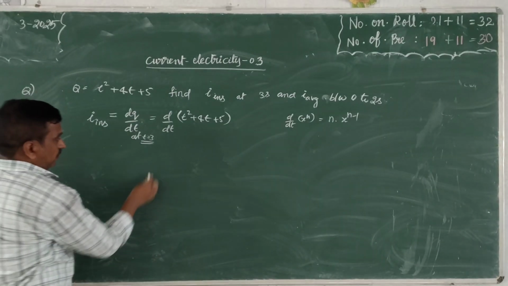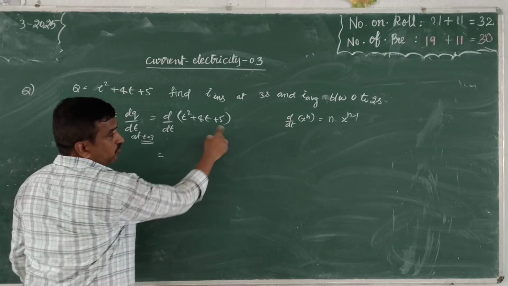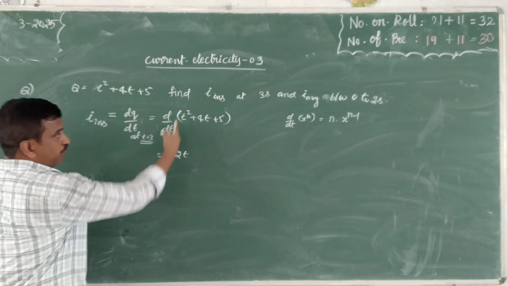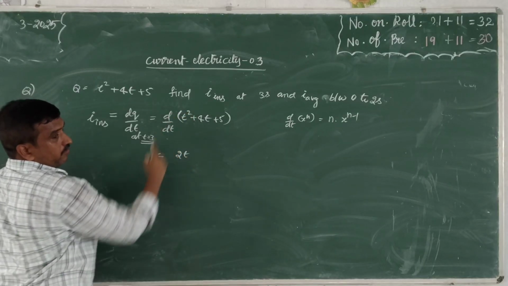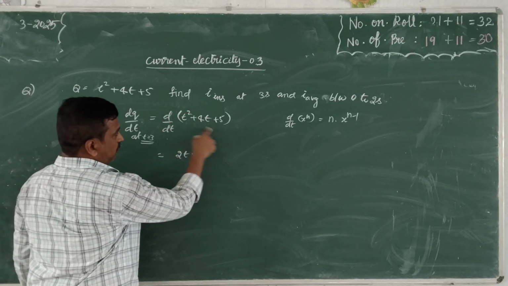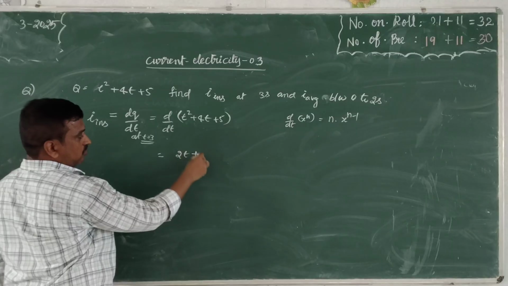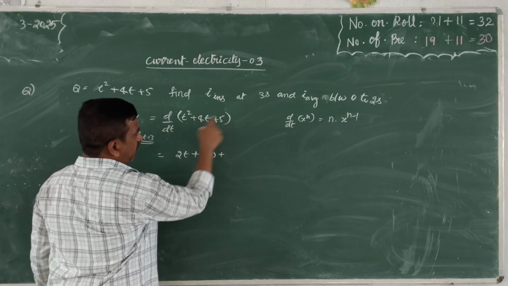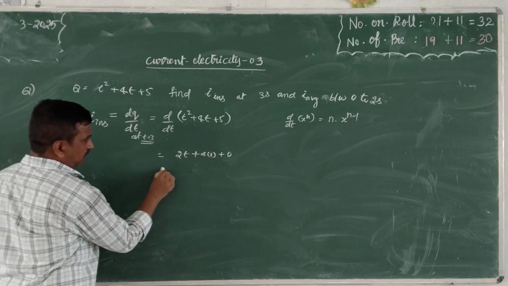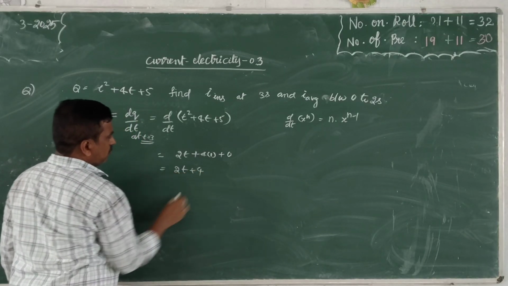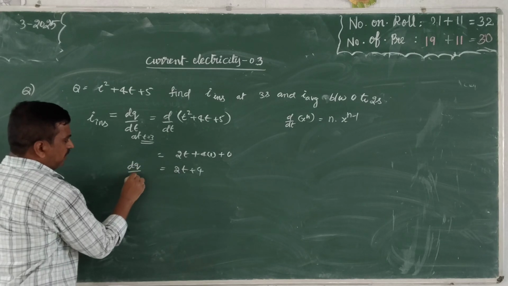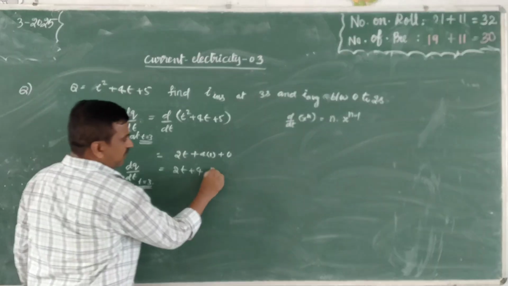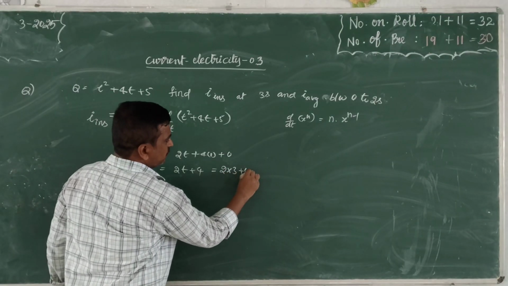See here, d by dt of t square plus 4t plus 5. D by dt of t square means 2t: the power becomes the coefficient, and the power is reduced by 1, 2 minus 1. Now 4t: 4 is constant, and d by dt of t is 1. D by dt of a constant is 0. So we get 2t plus 4. So dq by dt at t equal to 3 seconds: where t is there, we write 3. 2 into 3 plus 4. What do we get here?